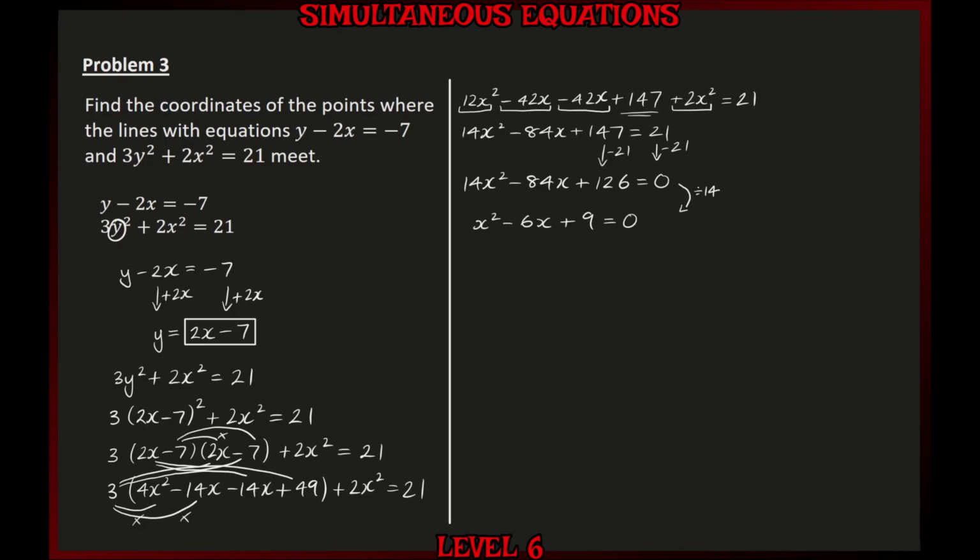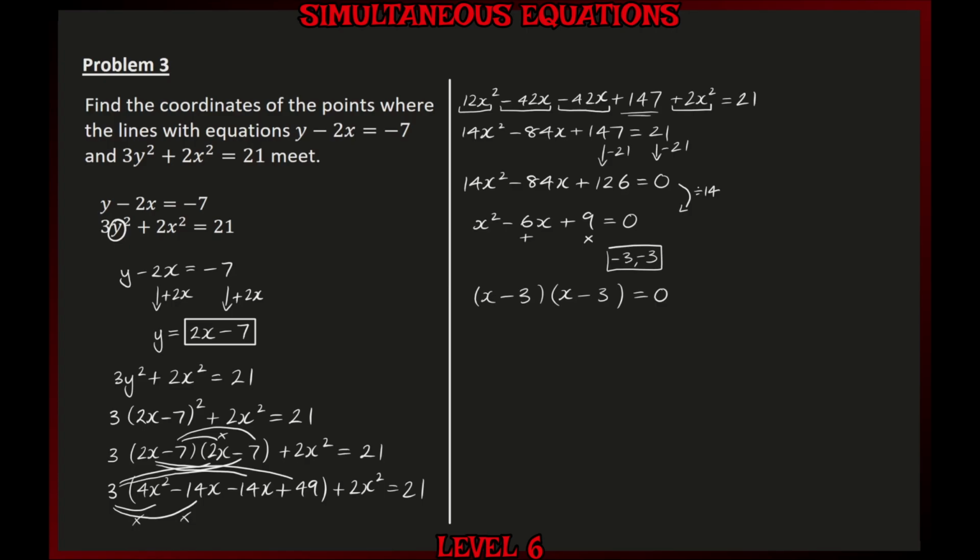If we now want to try and solve this by factorising, we need to find two numbers that multiply to make 9 and add to make minus 6. And there are two numbers, and they are minus 3 and minus 3. So we can factorise the left-hand side by making two brackets, having an x at the start of both, because x times x is x squared, and using our two numbers minus 3 and minus 3 to complete those brackets. And this is still equal to 0.